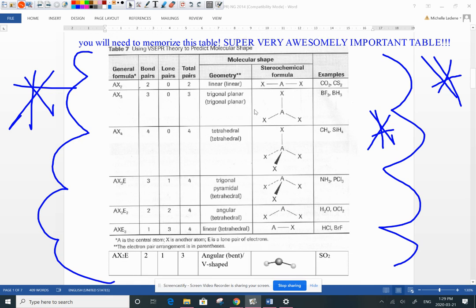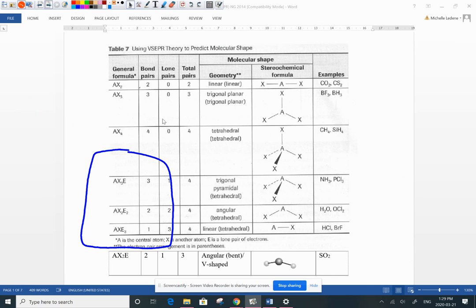And we are going to be needing to use this chart a lot. You're going to be coming back to this, table 7. You're going to memorize it. Super awesome, important table. And it goes through and it shows you the formula, the number of bonding pairs, lone pairs, etc. You're probably wondering, what do you mean by AX2 or AX3? Well, what does that mean?